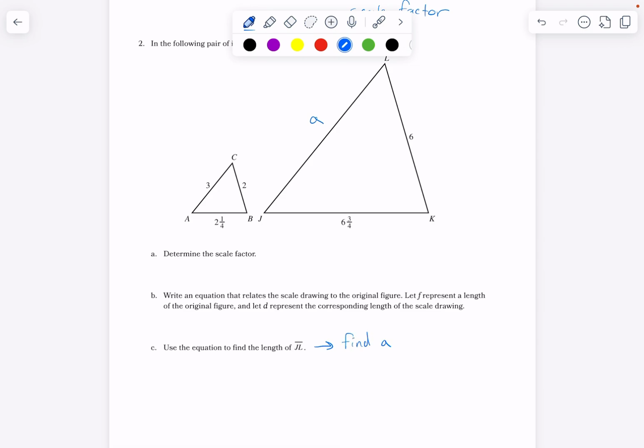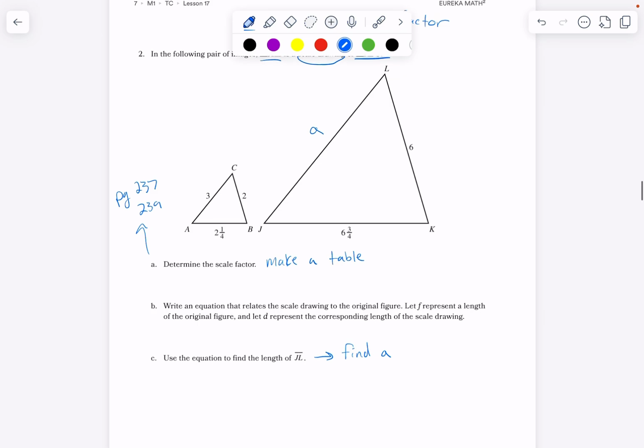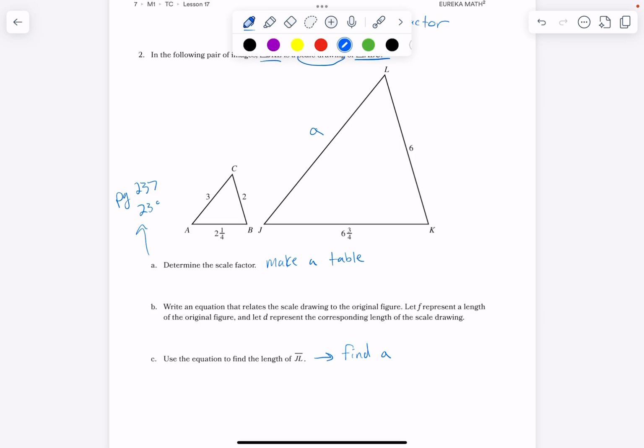Now, to find that scale factor, you need to make a table. And again, you're finding those corresponding side lengths. And if you're needing help with that for part A, you can look at page 237 or page 239. And I'll help you out here just to get started. In your table, I always like to start by labeling my shapes X and Y. And so we're going to have shape X over here, shape Y on this side. And so we have 2 1/4 and then 6 3/4.